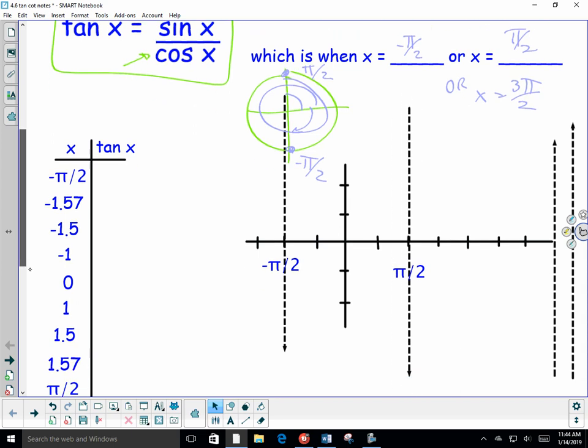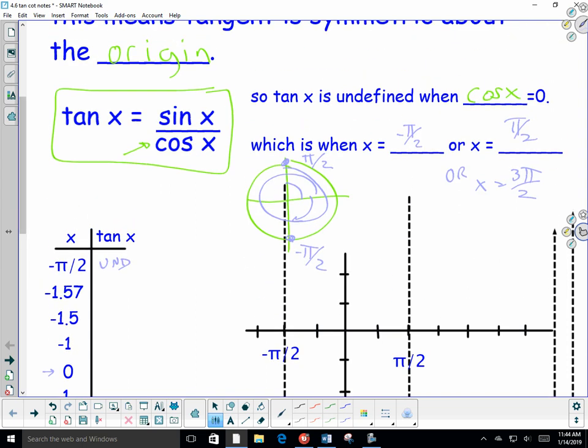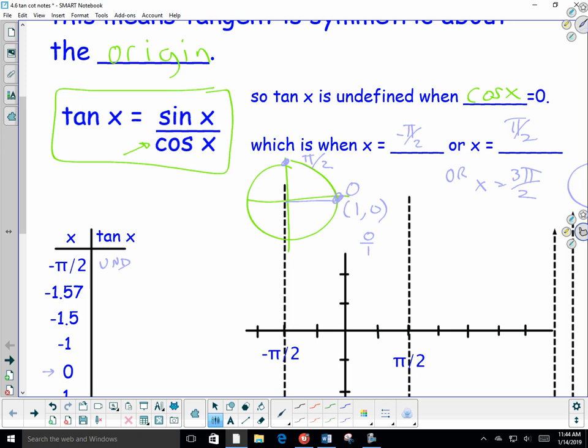If we graph the tangent function and put in some values, we know that it's undefined at negative pi over 2 and undefined at positive pi over 2. And what about some of these other ones? What was tangent of 0? If x is equal to 0, let's go back to our unit circle. Let me clear this stuff out for a minute, slide this over here. At 0, the ordered pair here is 1 comma 0, so that would be y over x. For tangent that would be 0 over 1, and that's equal to 0.